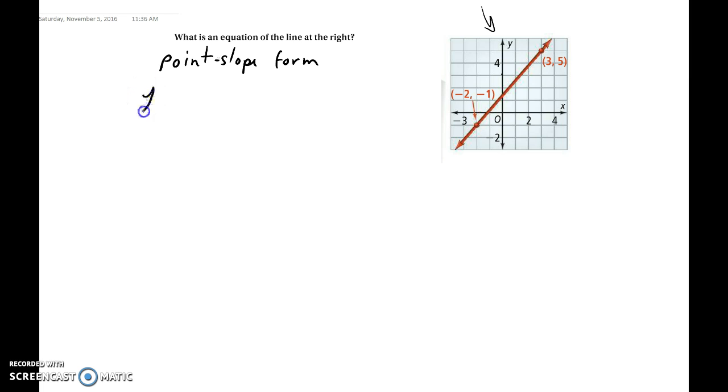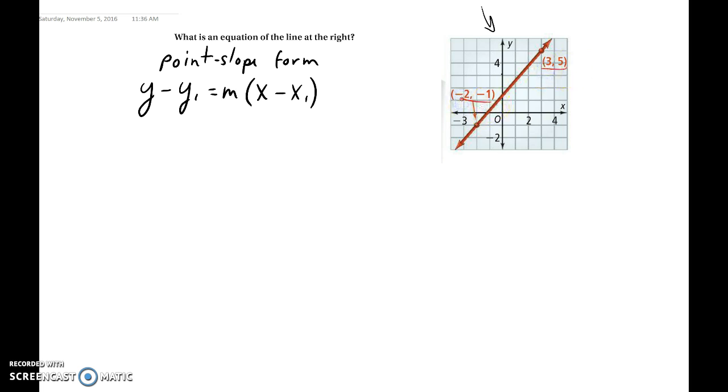So that is y minus y sub 1 is equal to m times x minus x sub 1. Right? So in order to use point-slope form, we need to have a point and a slope. Well, luckily for us, we have 2 points given to us, so we can use either one.